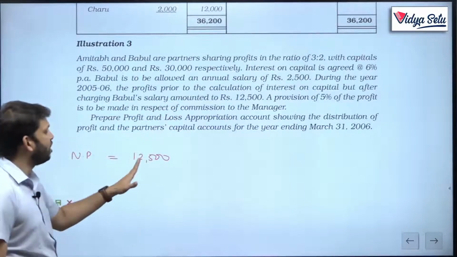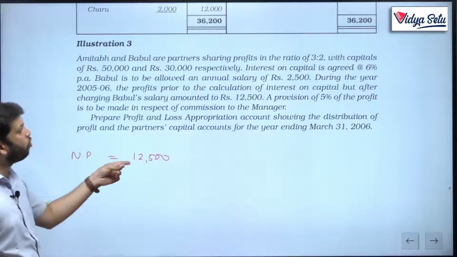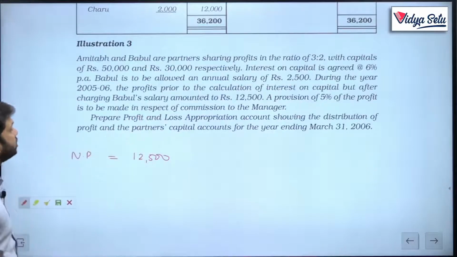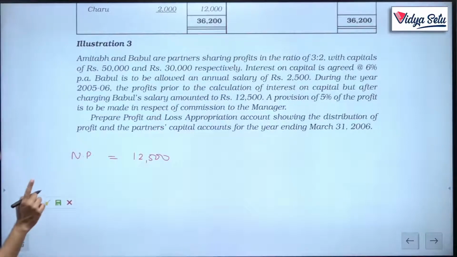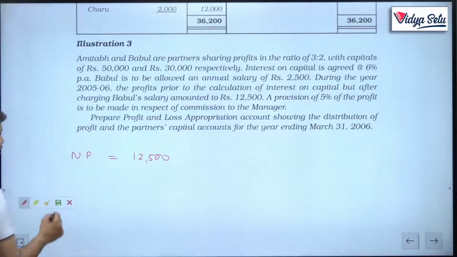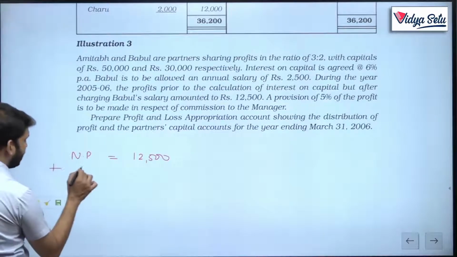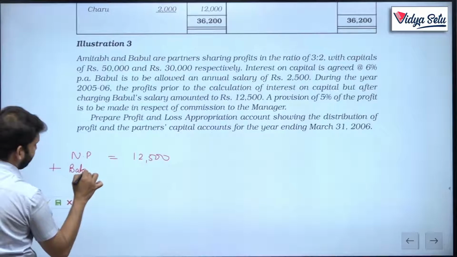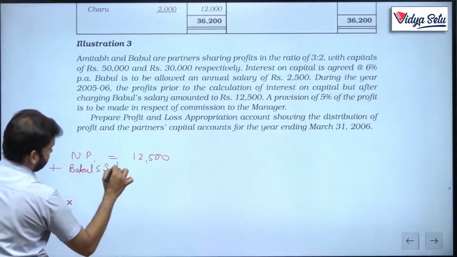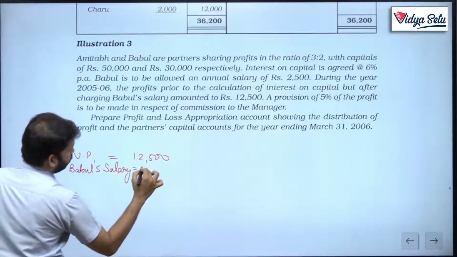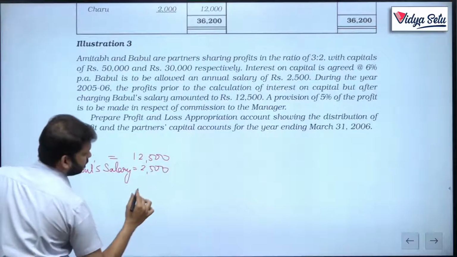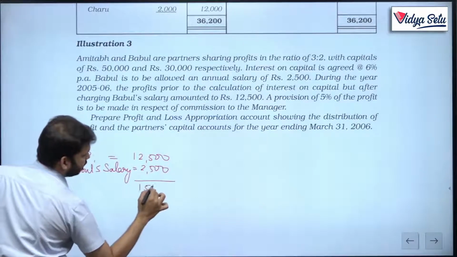That means we still have to subtract interest on capital from here, but after charging Babul's salary. So, to begin the question, first of all we need to find out the net profit before the salary. So we will add back the salary of 2,500. Okay, so we got 15,000.